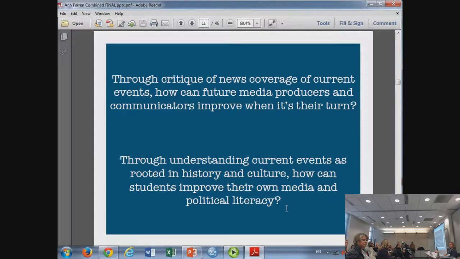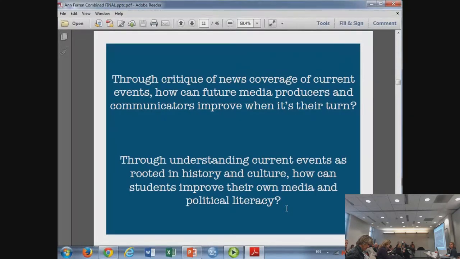So when I'm giving any lecture and bringing in current events, I have to understand and try to get that across to them. I'm trying to increase their media literacy and their political literacy as well, right? Is that going to work for every student? No. Is there a homogenous group of students that I teach?